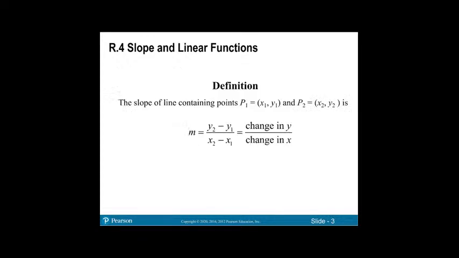So we have some definitions here. It says the slope of a line containing the points P1 and P2, (x1, y1) and (x2, y2) respectively.